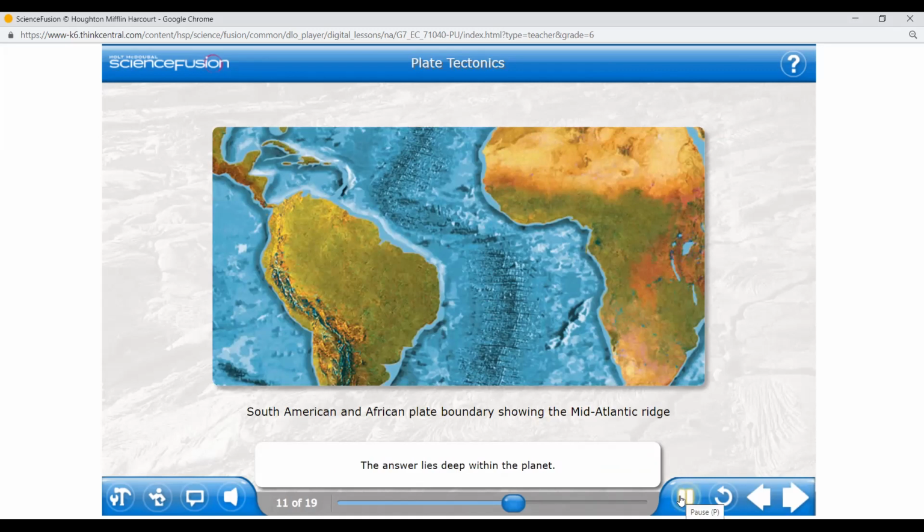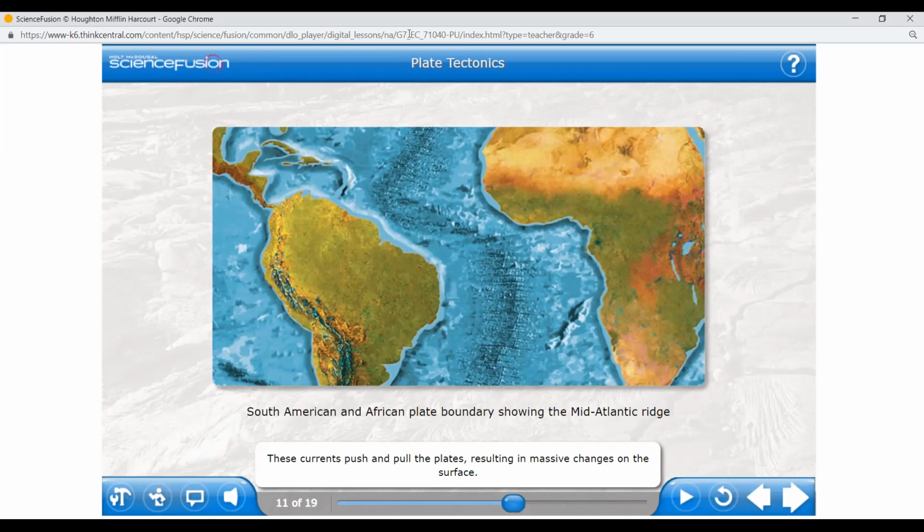The answer lies deep within the planet. The center of Earth is extremely hot. The heat from within Earth's core drives powerful currents within the mantle. These currents push and pull the plates, resulting in massive changes on the surface.